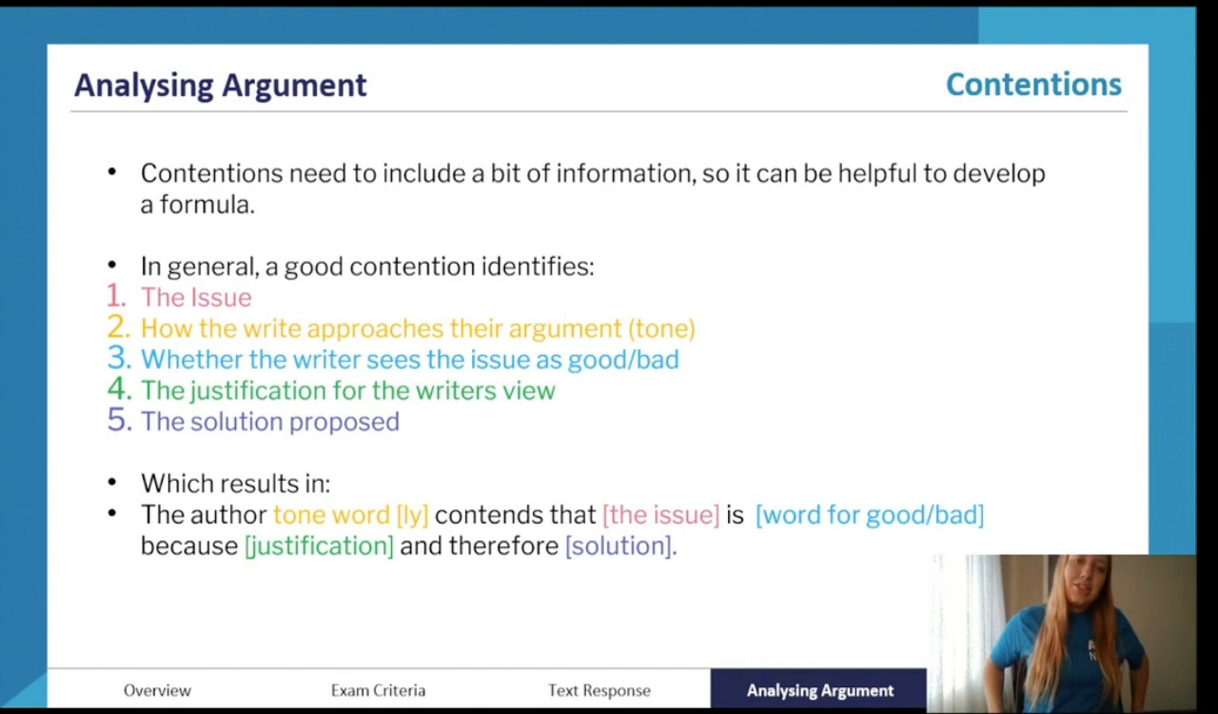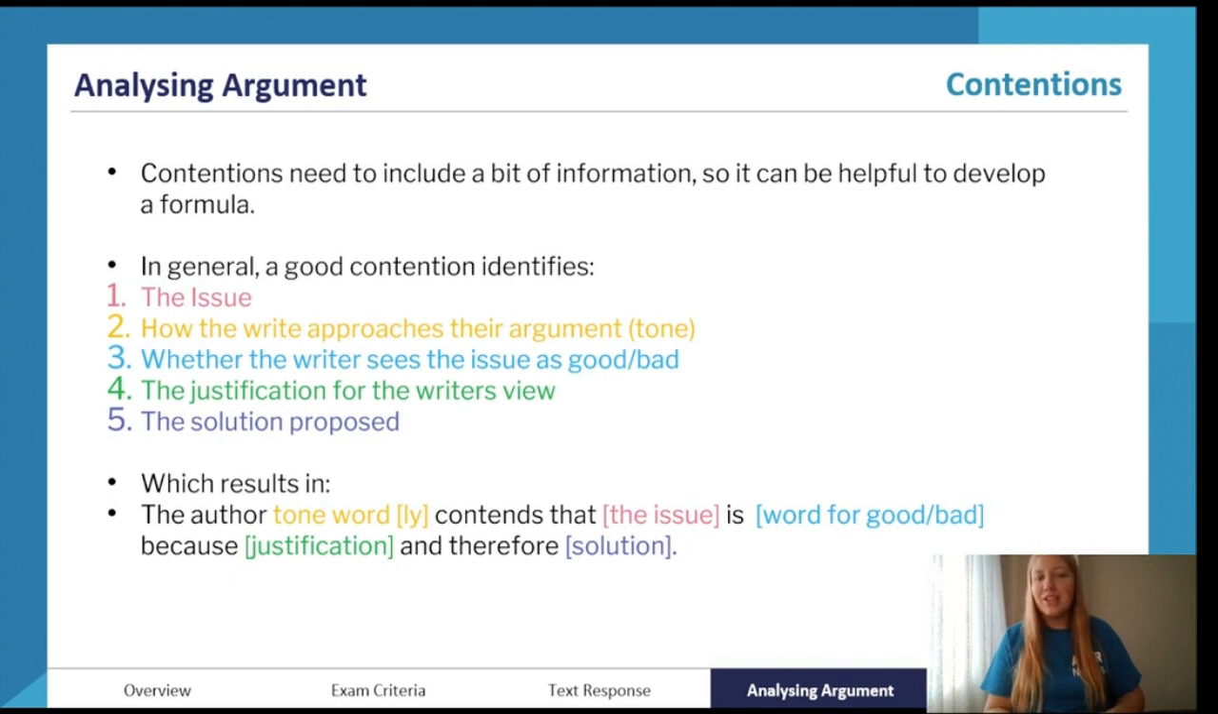When we look at contentions, they need to include quite a bit of information, so it's helpful to develop a formula. Generally, your contentions should identify what the issue is, identify the tone of the author, whether the writer sees the issue as good or bad, either implying that they see it as good or bad or using a specific word for if it's good or bad. So kind of a bit more leniency here.